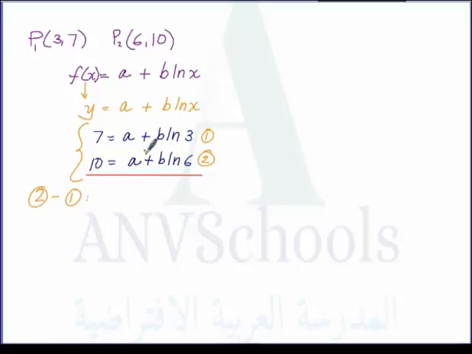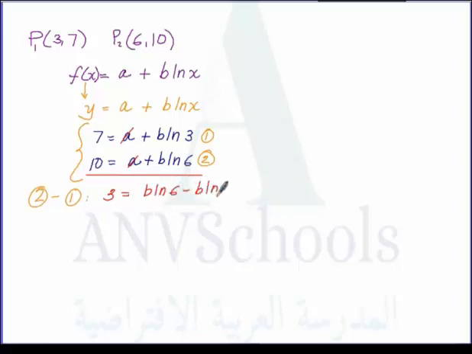You could cancel one of the unknown terms and solve the other, and after that substitute the value of the term that you solved into either of the given equations. In this case, 2 minus 1 means that we are subtracting the first equation from the second equation. So 10 minus 7 becomes 3, and a minus a is cancelled. So we already got rid of the a.